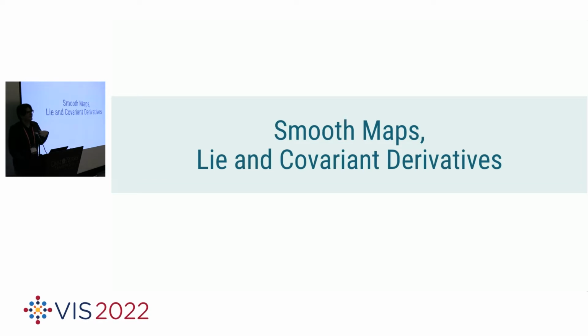So the idea of this first part that I'm presenting is that we are really interested in the Lie and the covariant derivative, which are two different kinds of derivatives on smooth manifolds, or I should say on Riemannian manifolds. And in order to understand them, we will first have to look into smooth maps, the definition of smooth maps.